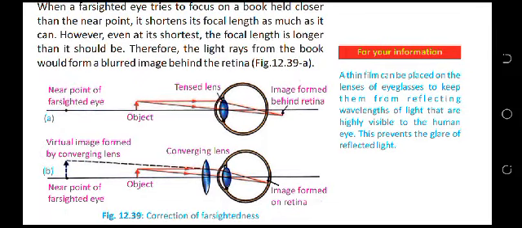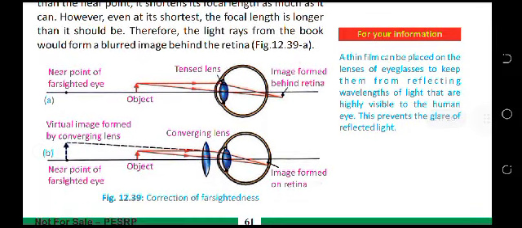Fig 12.39. A near point of farsighted eye. A tensed lens, image formed behind retina. Object, visual image formed by converging lens. Converging lens, near point of farsighted eye. Object, image formed on retina.